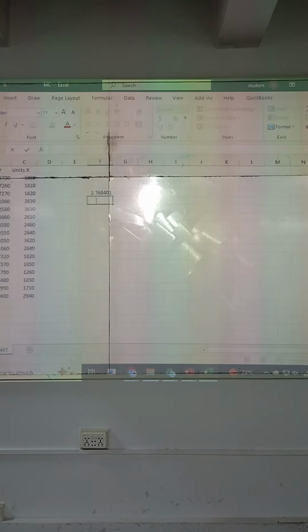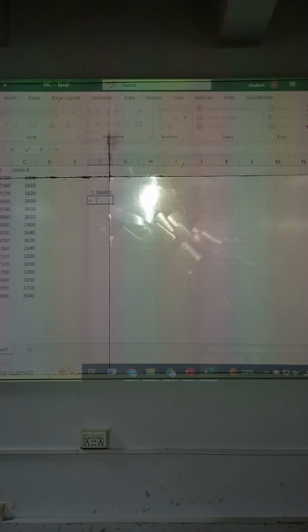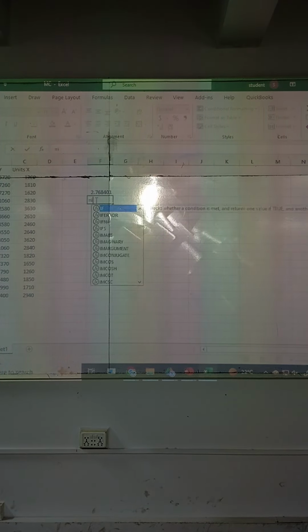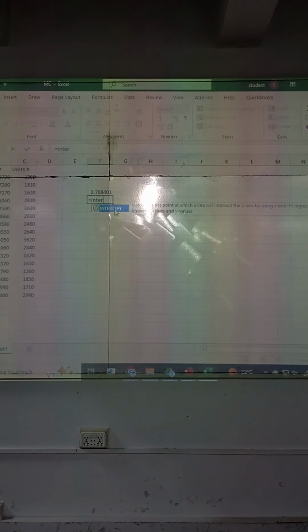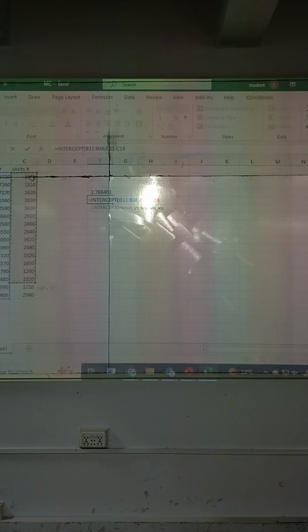The second thing which you need to find out is the intercept, or the fixed cost. Now when you write intercept, you will simply get the formula for intercept. And you need to give the values for both x and y variables. So these are the values for both the variables, and this is the fixed cost.